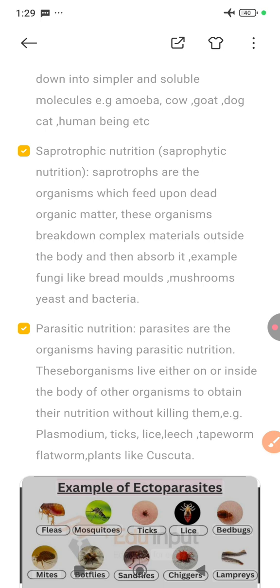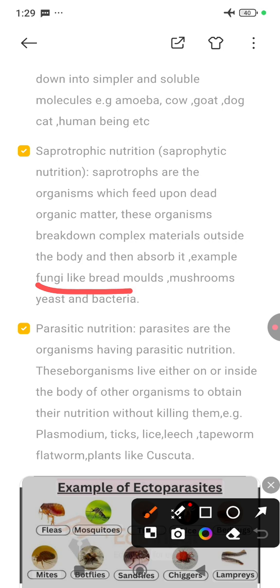So who falls in the saprotrophic nutrition? That means who are the saprotrophs? Fungi like bread mold, mushrooms, yeast, and bacteria. These fall under the saprotrophic mode of nutrition. That means they are saprotrophs.